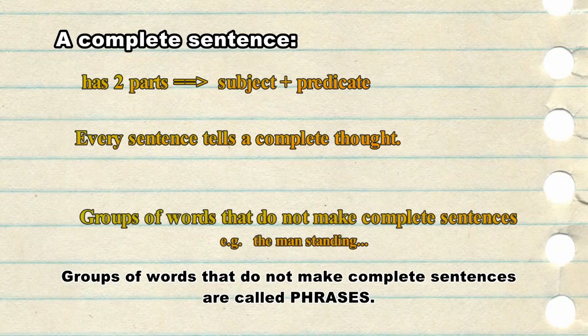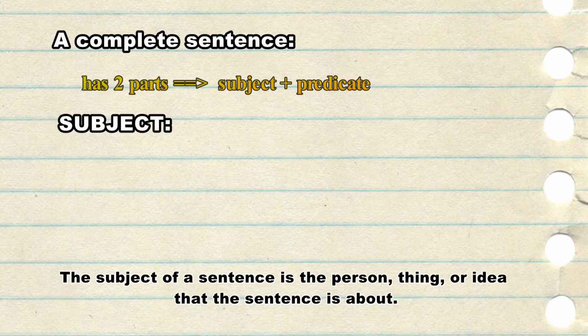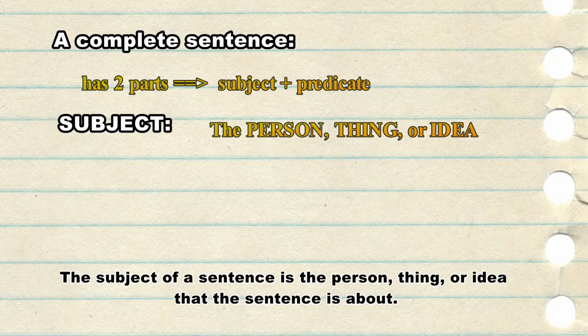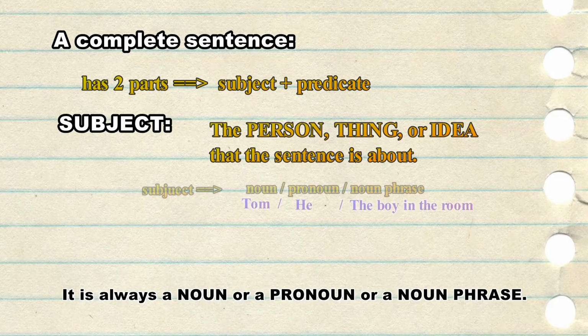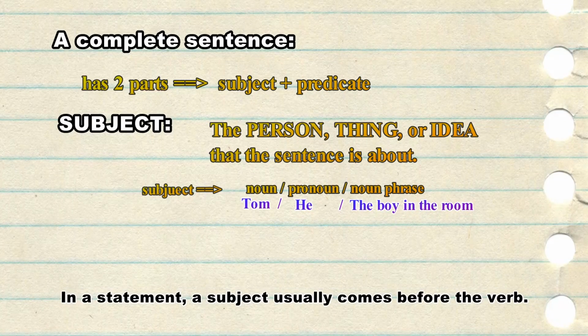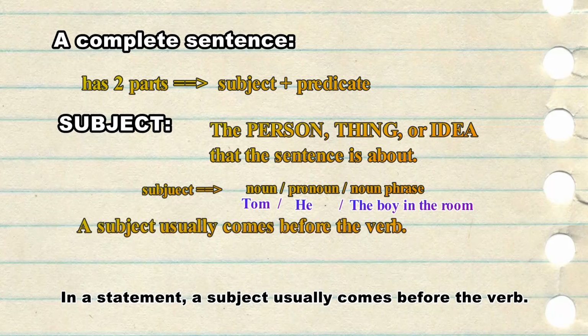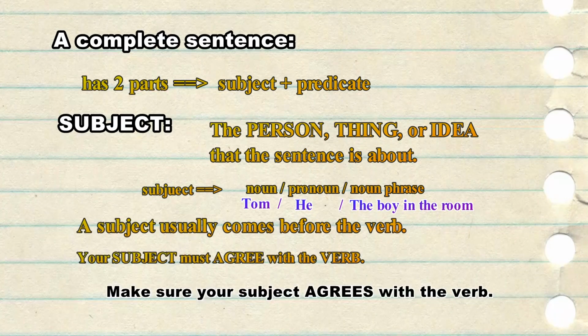Groups of words that do not make complete sentences are called phrases. The subject of a sentence is the person, thing, or idea that the sentence is about. It is always a noun or a pronoun or a noun phrase. In a statement, a subject usually comes before the verb. Make sure your subject agrees with the verb.